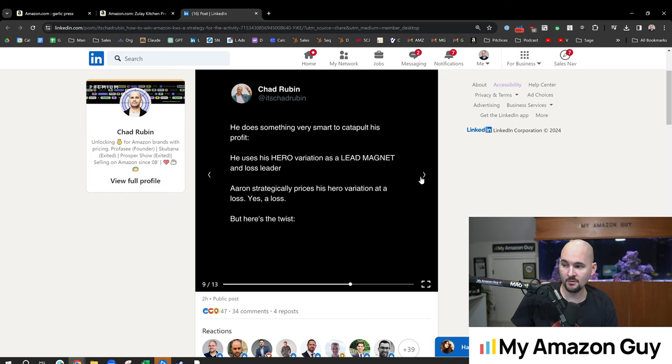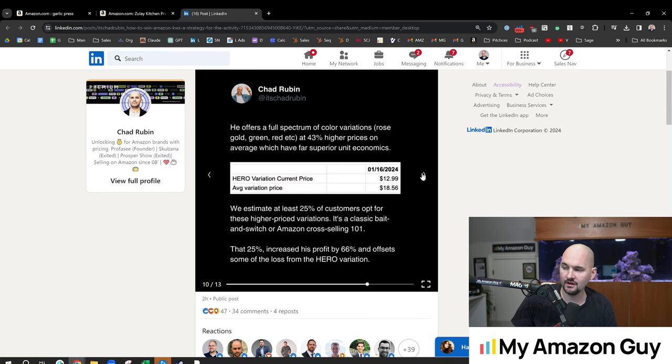He does something very smart to catapult his profit. He used his hero variation as a lead magnet and a loss leader. Aaron strategically prices his hero variation at a loss. Yes, at a loss, but here's the twist. He offers a full spectrum of color variations, rose, gold, green, red, etc., at 43% higher prices on average, which are far superior unit economics, right?